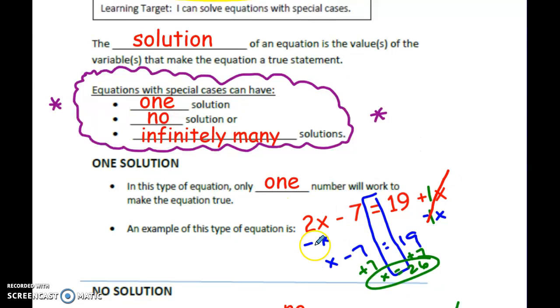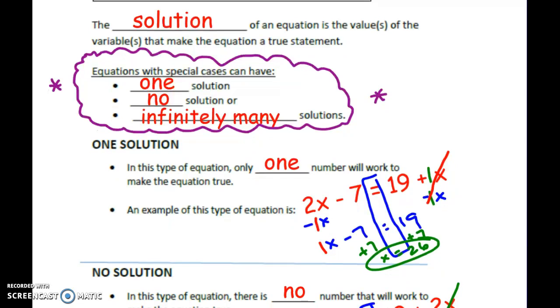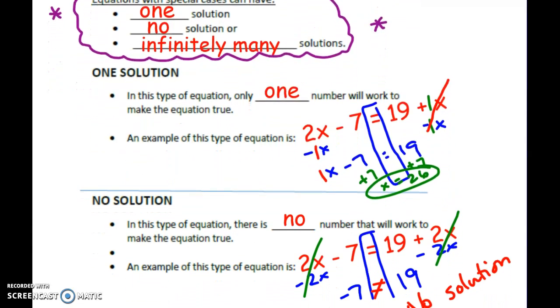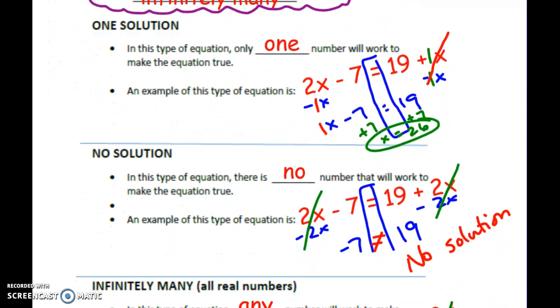And what it does on this side, 2x minus 1x gives me 1x. But remember, I don't have to write that invisible 1 if I don't want to. I do, however, have to bring down my minus 7 and my 19, which means I need to now move my 7. So you can see here that I did that. I have one solution. The only solution that works for this particular equation is that x equals 26. So again, guys, this is what we've been working on, and it does have variables on both sides as an example. Now the next section is going to show us how you might end up with no solution.